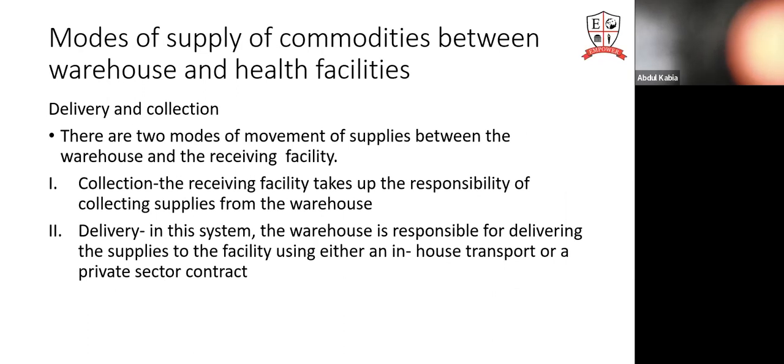So these are some of the modes we can use of supplying commodities. The interface between the warehouse and the customers we serve in terms of distribution, either they can do collection or deliver. Those are the things you need to look at. And there are certain programs you might say, okay, they should come to collect or deliver. So basically, those are the two modes. If it is collection, then the receiving facilities take the responsibility for collection from the warehouse. If we are delivering, it means we take the responsibility to deliver the supplies.